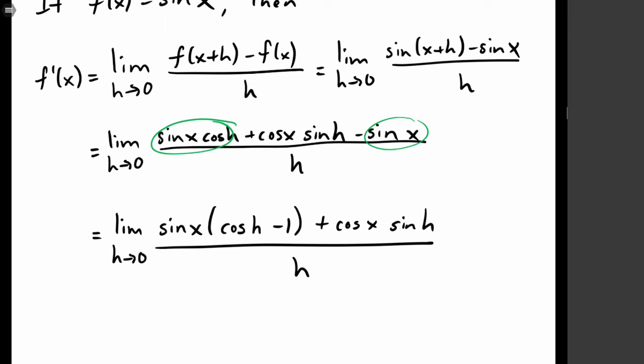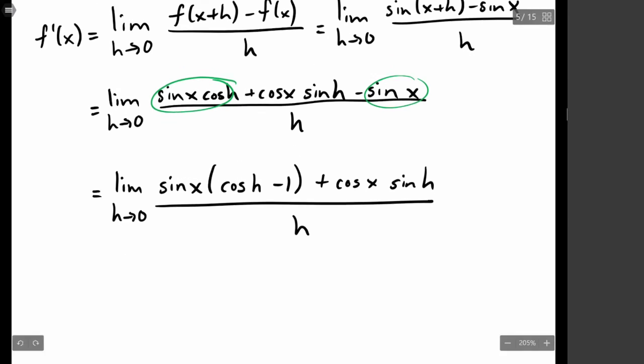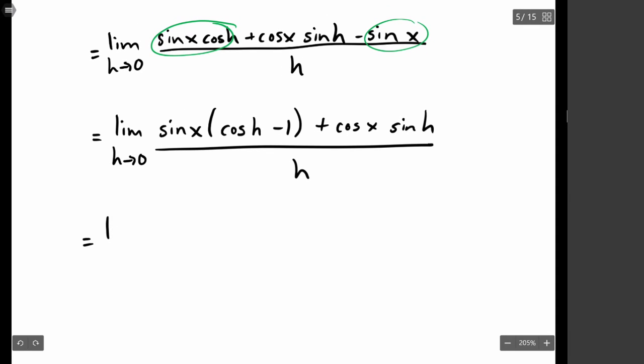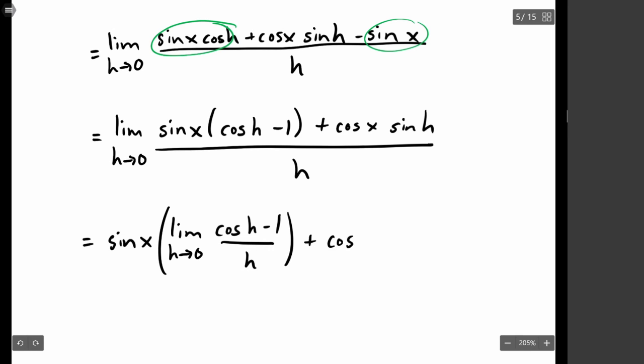What I'm going to do now is split up this fraction into two pieces and then factor out the sine x and the cosine x. And again, that's because the limit is only having to do with h. So I'm going to completely split this up as much as I can. And we wind up with this. Sine x, limit as h goes to 0 of cosine of h minus 1 over h, plus cosine of x, limit as h goes to 0 of sine of h over h. Right?